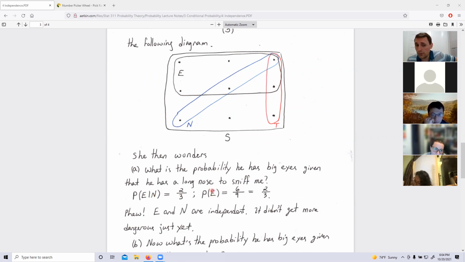What's the probability of E in the general sample space? Well, E has 6 elements, and altogether we have 9 elements. So it's 6 over 9. It's again 2 over 3. So you agree that E is independent of N. Yes?